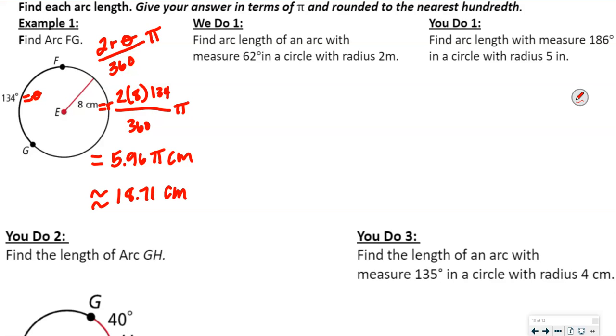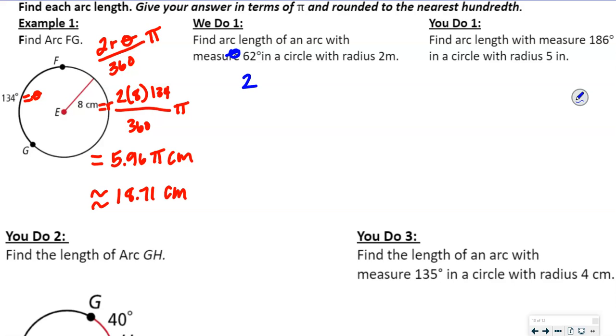Okay, so you don't round till the end. All right, our next one says find the arc length with the arc measure of 62 degrees. So this is our theta, right? And a radius of 2 meters. So now we know what r is, right?